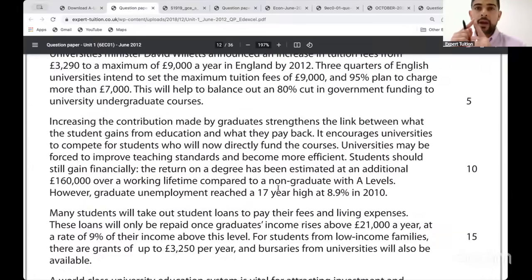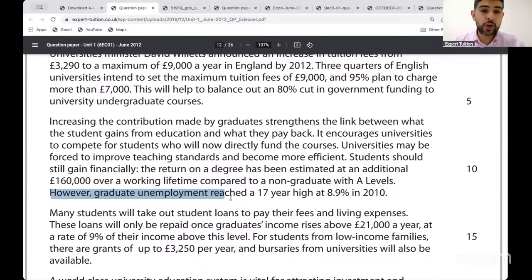And by the way, I want you guys to use the word however. I know that sounds boring, yeah, but it's a good signaling device for examiners that you are evaluating. But what you should also be looking for in the extract is the word however, because Edexcel pepper you with clues throughout the extract. And here it goes. However, graduate unemployment reached a 17-year high at 8.9% in 2010. In other words, just because you went to university doesn't mean you're going to get a job.